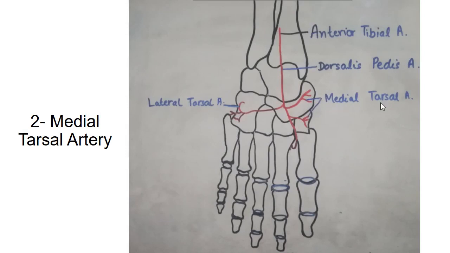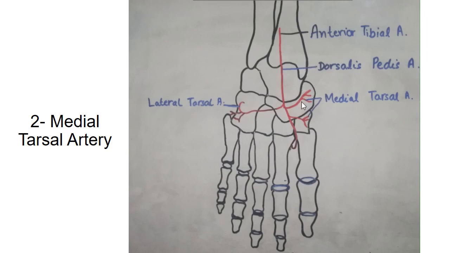Now the second branch is the medial tarsal artery. Medial tarsal arteries are basically 2 to 3 in number. As you can see here, they arise from the dorsalis pedis artery and course medially like this, deep to the tendon of the extensor hallucis longus muscle. These arteries supply structures on the medial aspect of the ankle and the midfoot, including the adjacent tarsal bones and tarsal joints. Medial tarsal arteries also take part in anastomosis around the ankle joint.